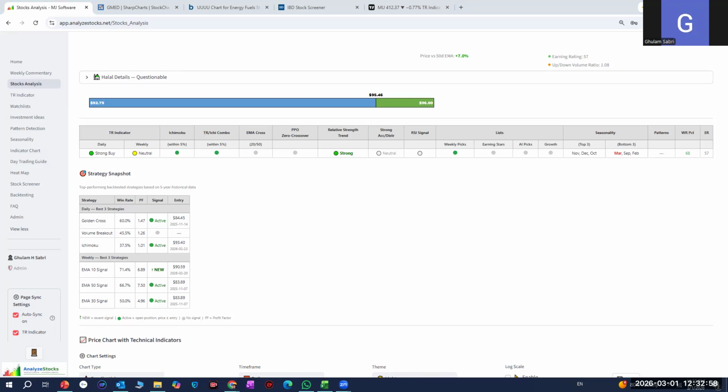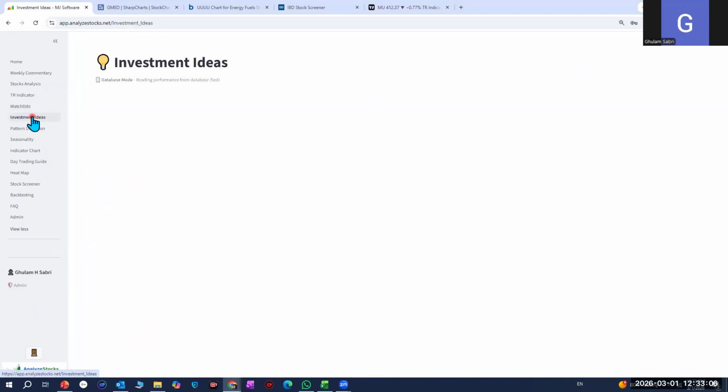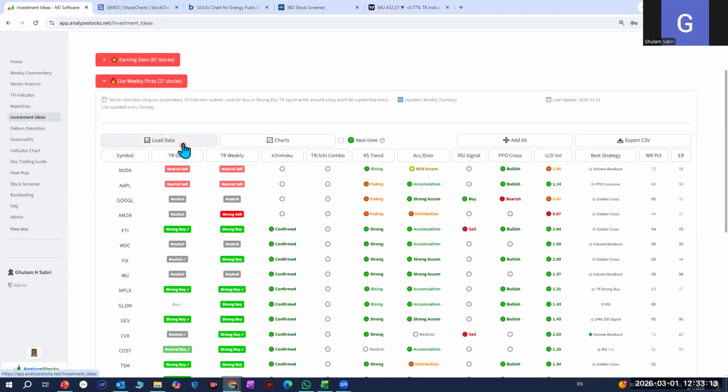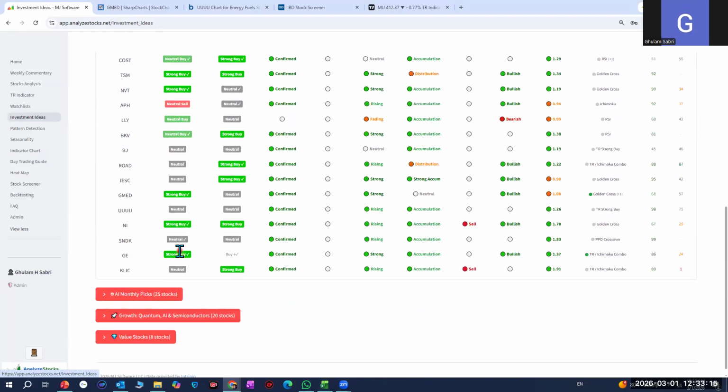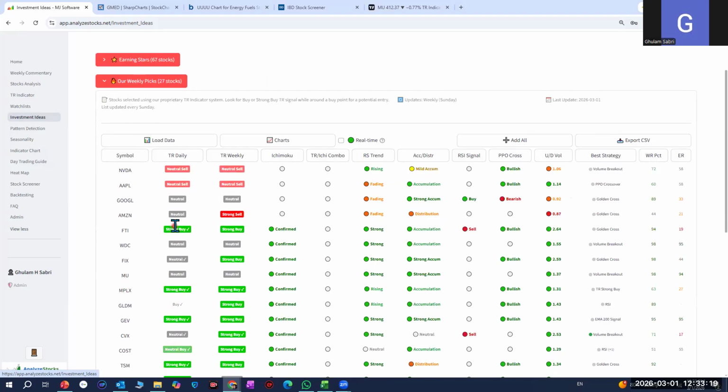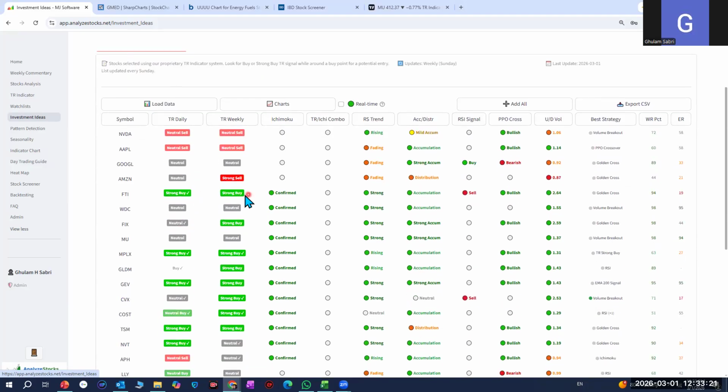Can you please show a page where the daily, weekly list of new stock buy ideas is published? If you go to our investment ideas, our weekly picks has a list of all these. For example, this column in its indicator snapshot gives a TR daily status. So look for this check mark. FTI has given, and again a check mark. This is a new TR daily signal.